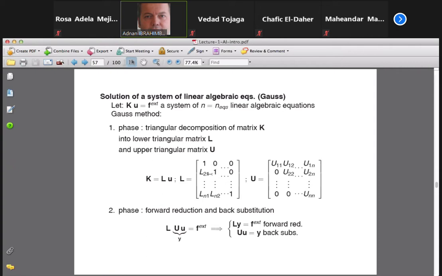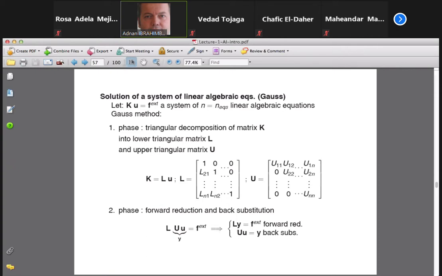This system is very easy to solve because you can look into the structure of matrix L, and you see that in the first equation you only have one unknown, which gives you directly the value of y1. Then you take this value and plug it into the second equation, and you have one unknown again, all the way to the end. So going from one equation to the next in the forward reduction manner, from top to bottom, you always have only one unknown at a time.